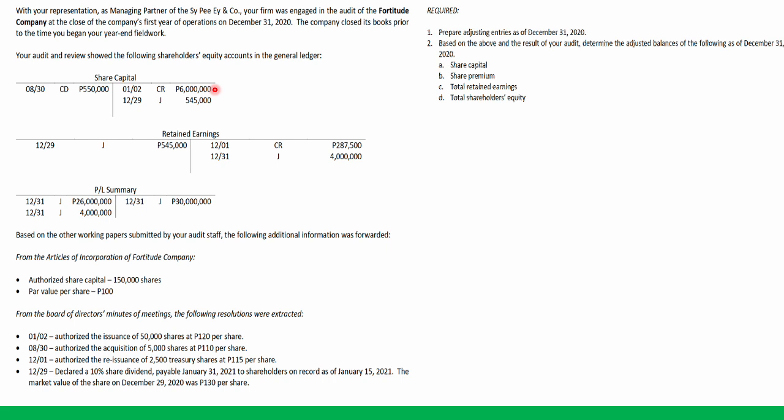It was incorrect to credit the entire proceeds of 6 million to share capital. So that would be the first adjustment to the company's account. The credit should have been only up to which amount? 50,000 multiplied by 100 par. So 50,000 times 100 par, that is how much? 5 million. Okay? And the excess over 5 million, which is 1 million, 6M minus 5M, should have been credited to share premium or additional paid-in capital, or APIC.